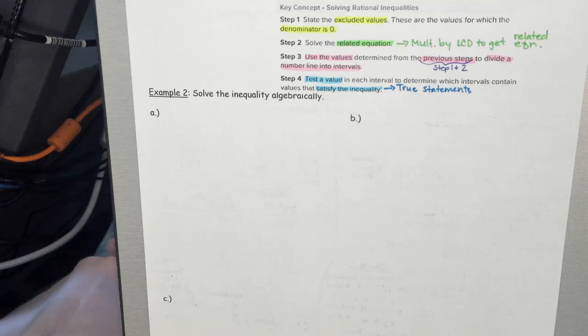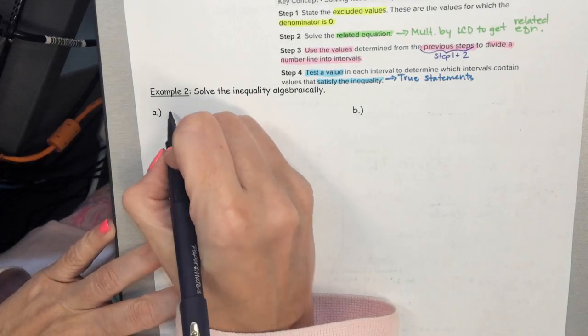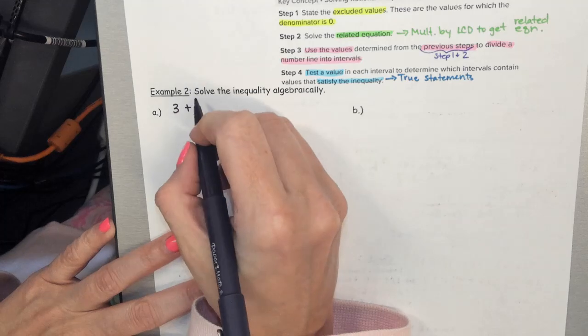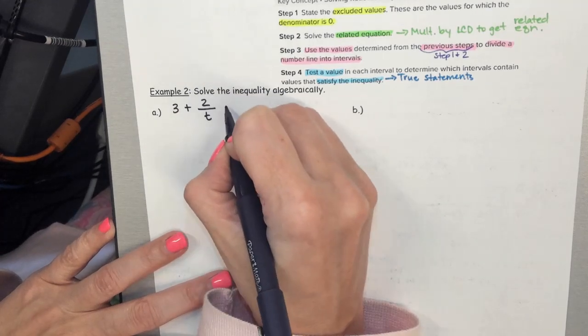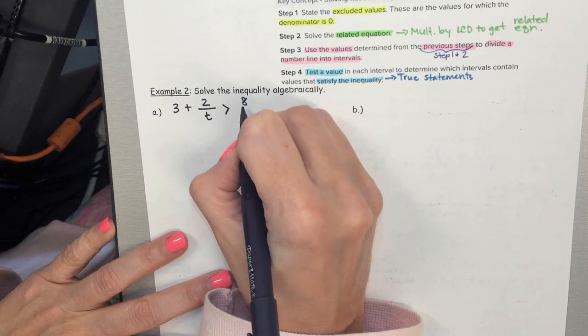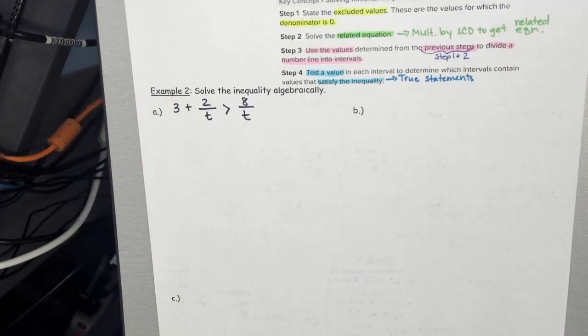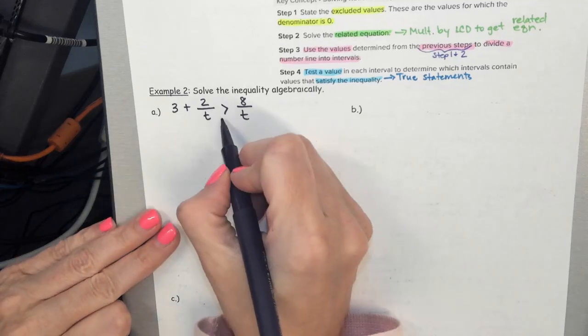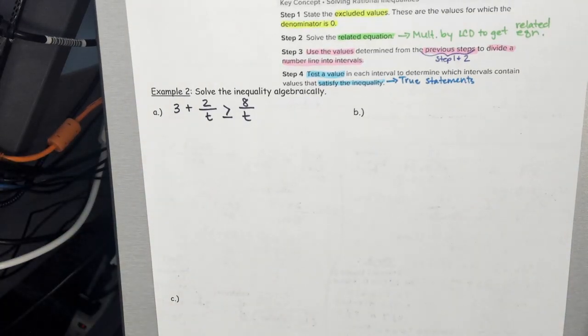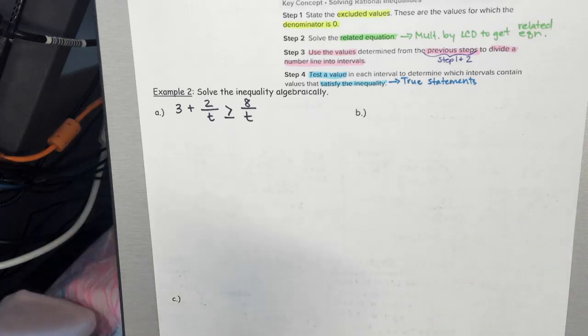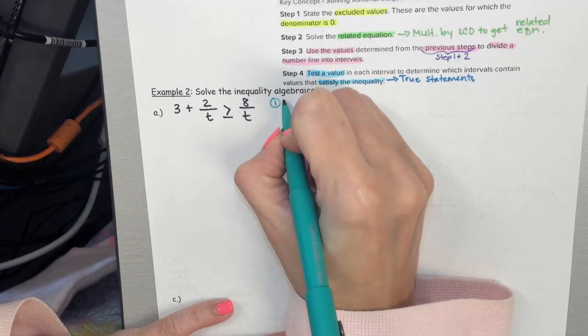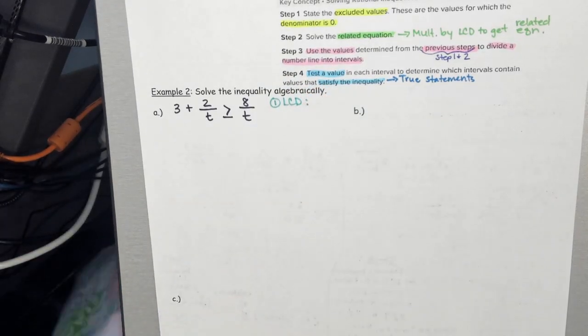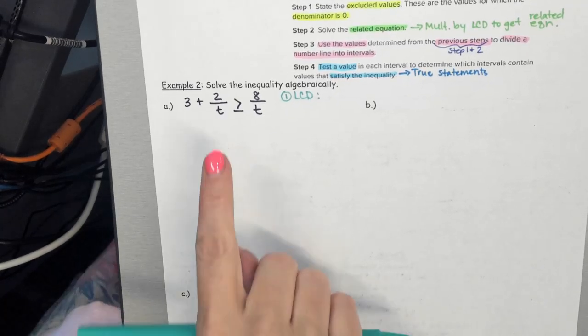All right, so we're going to solve the inequality algebraically. So our first step is 3 plus 2 divided by t is greater than 8 over t. Actually, let's make this greater than or equal to 8 over t. So your first step is to find the excluded values. So you're going to find your LCD. The LCD for this is t.